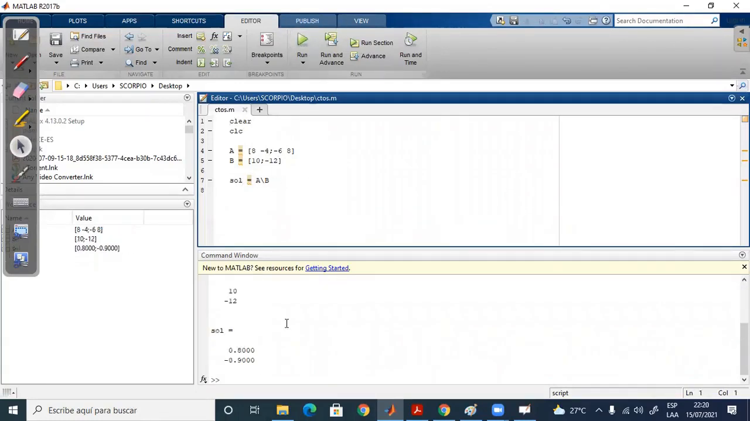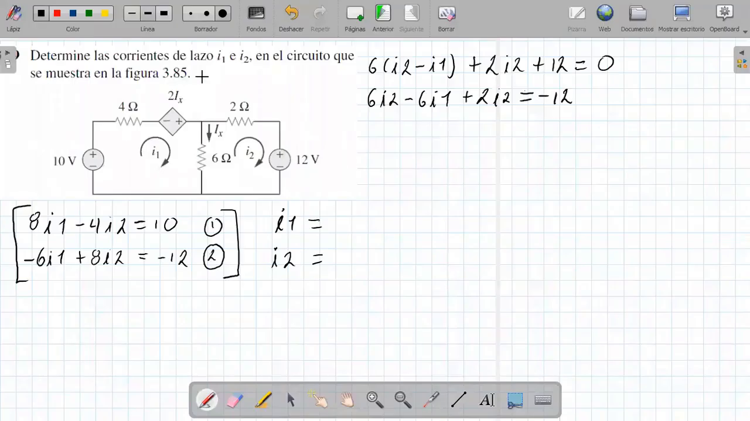I verify it, and it tells me that the current I1 is equal to 0.8 amperes and the current I2 is equal to minus 0.9. So I put it here: this would be 0.8 amps and the other would be minus 0.9 amps. I verify that they only ask me for that, and the exercise ends here.